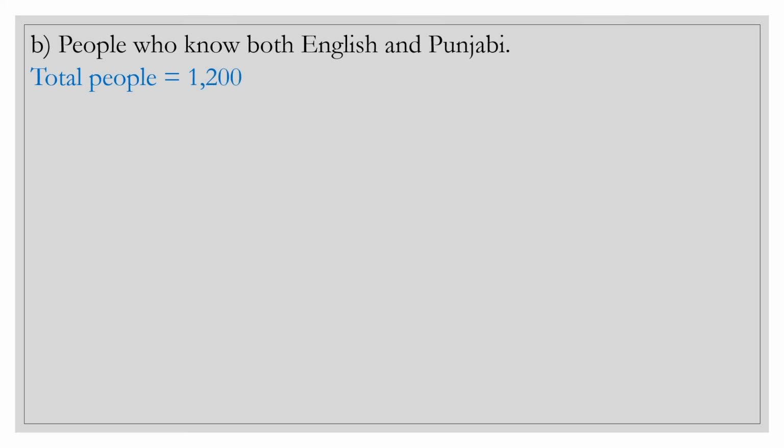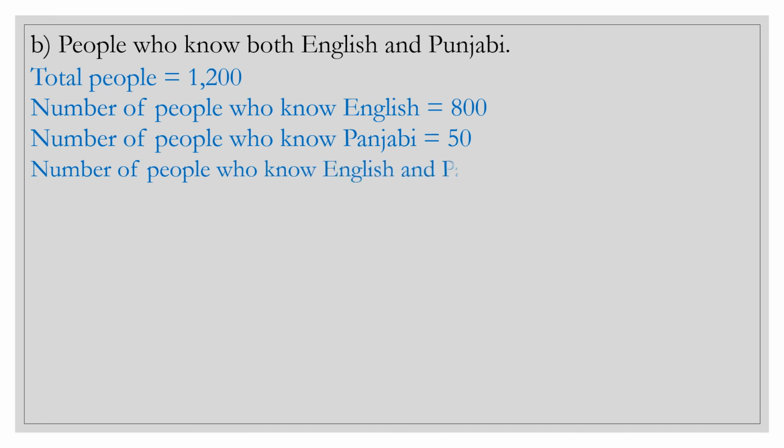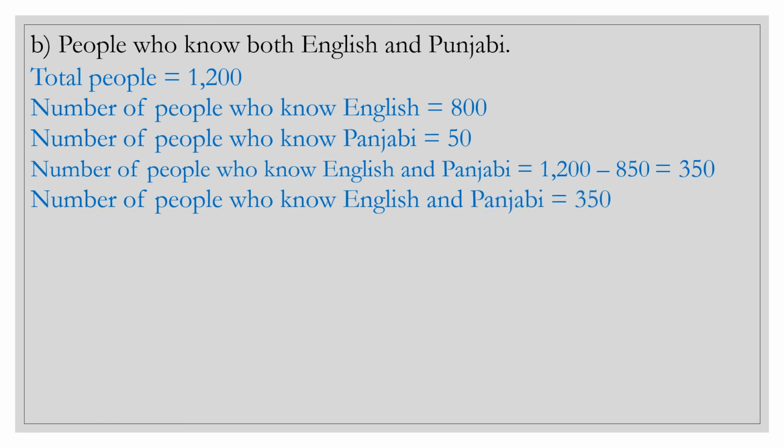Let us solve part B. People who know both English and Punjabi. See, again total people is equal to 1200 and number of people who know English is equal to 800 and number of people who know Punjabi is equal to 50. So number of people who know English and Punjabi is equal to 1200 minus 850. Do the subtraction. We get 350.